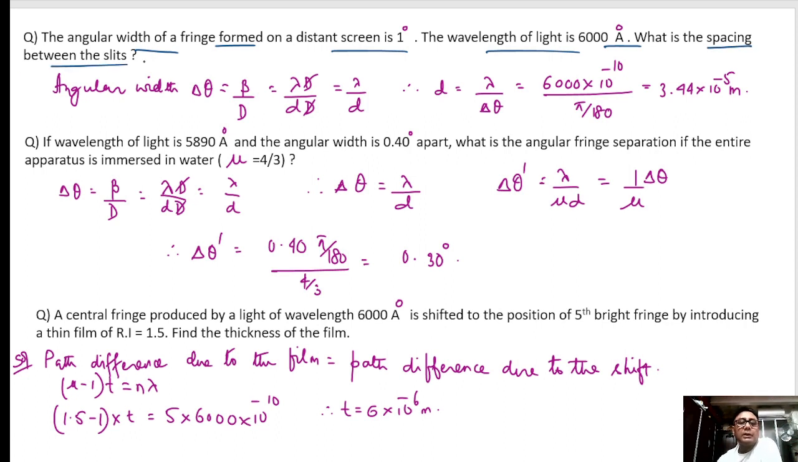Okay, so please watch one thing. Angular width is beta by d. This is the angular width. That means lambda by d. So this is given as 1 degree. Angular width is lambda by d. So d equals lambda by the angular width. The angular width is 1 degree. 1 degree means pi by 180 radians. So using that we get the angular width. Clear? It is the angular width of each fringe. So please keep that in mind.